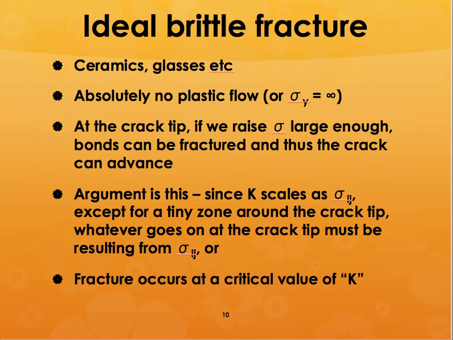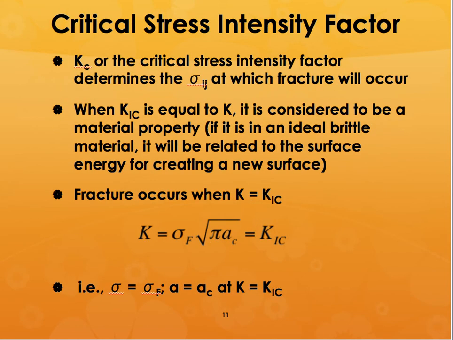Our argument is that since K scales as sigma ij, whatever goes on at the crack tip must be resulting from sigma ij, or fracture occurs at a critical value of K. So you have a critical stress intensity factor for every material. It is a material property. So that is the critical stress intensity factor which determines the stress at which the fracture will occur.